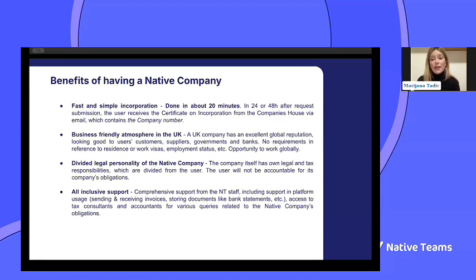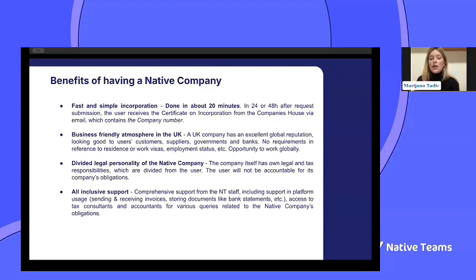Second point says business friendly atmosphere in the UK. Just like Jess mentioned, a lot of our users wanted to enter Western markets or global markets, and the UK location is quite a good fit, let's say. A UK based company will have an excellent reputation from the perspective of your customers, also of banks, of governments, etc. There are no requirements in reference to resident or work visas. Employment status: you as a director don't have to have an employment agreement in order to have and operate the company in the UK.